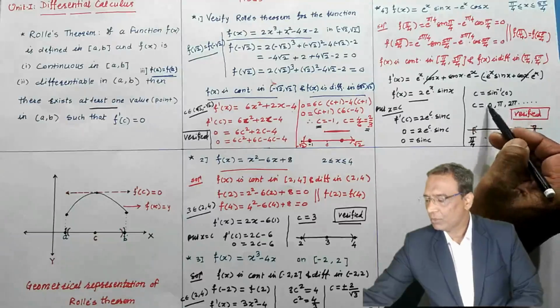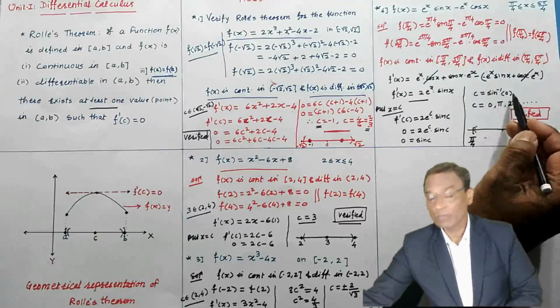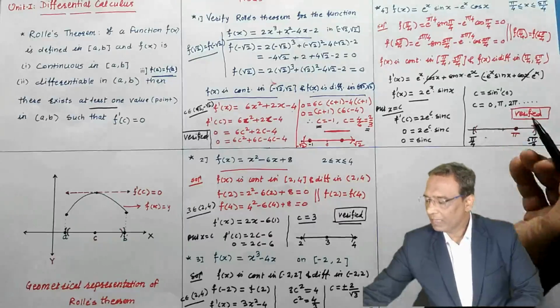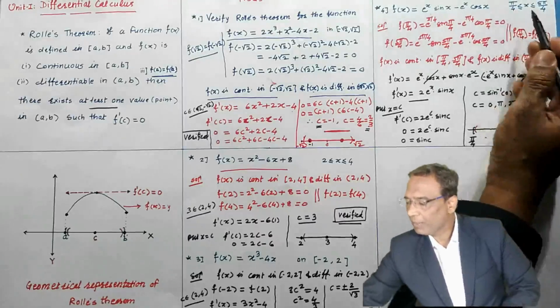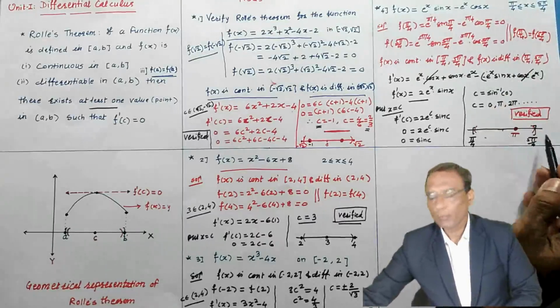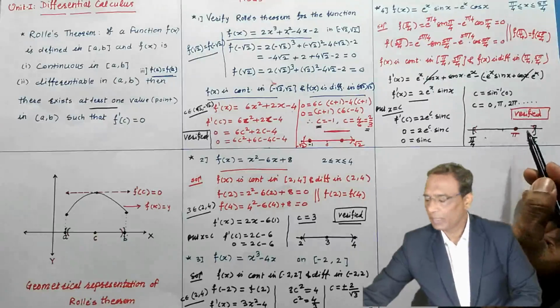The c is 0, c is pi, c is 2 pi, because these are the values of sin inverse 0. At least one value must lie in our interval. Our interval is what? Pi by 4 to 5 pi by 4. And this red bracket is open interval. And one of the values, 0, is not coming under the open interval.